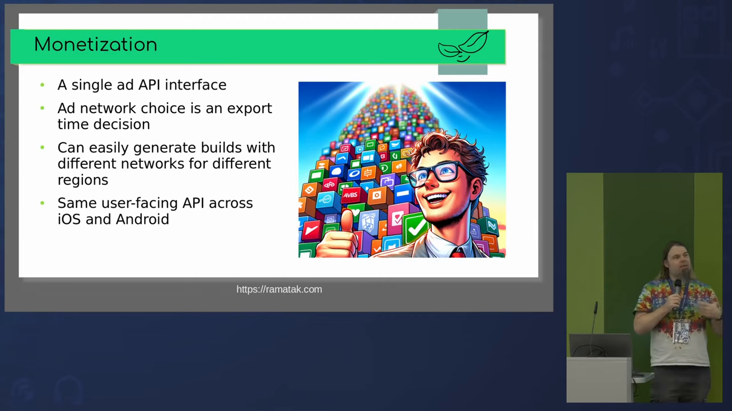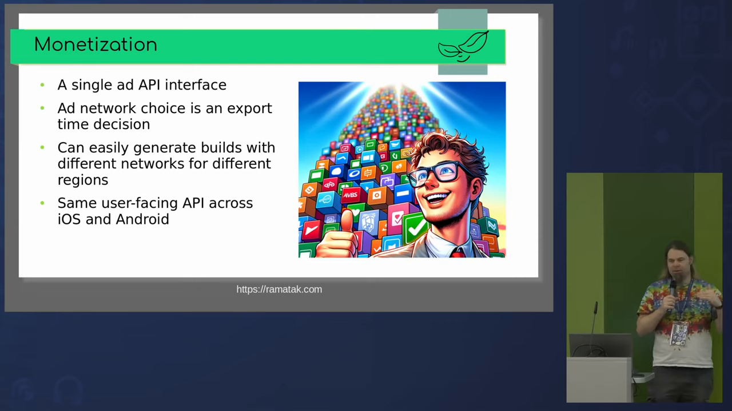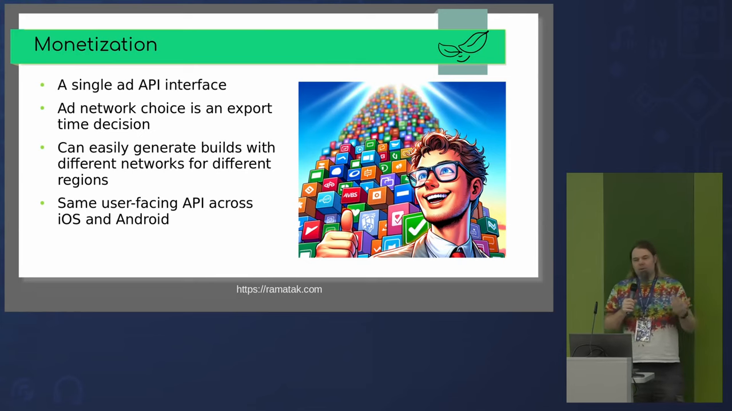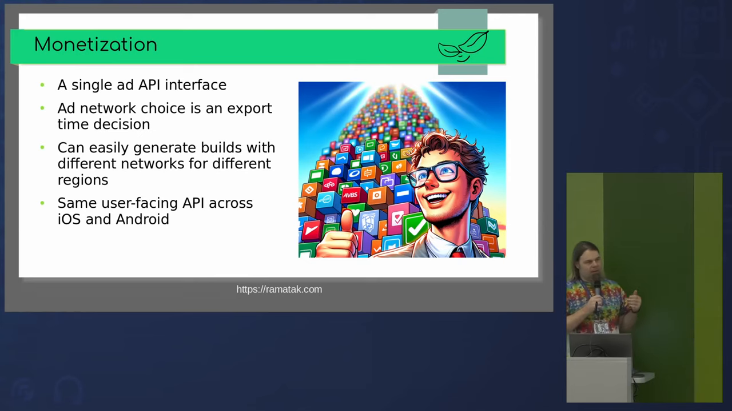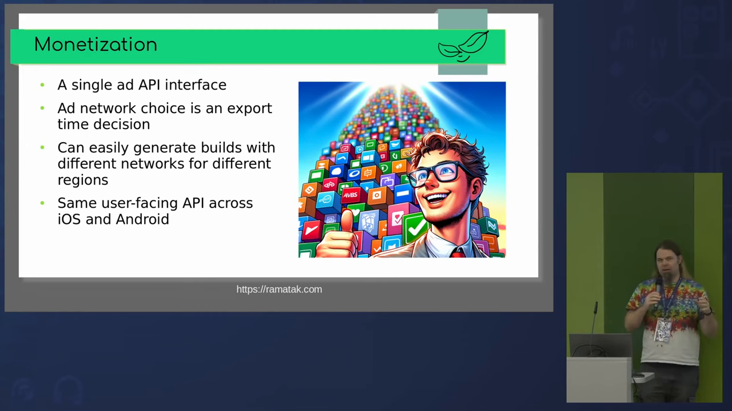That also means you can easily generate different builds of your game, because the Godot export system is really flexible. You could just have multiple different export presets for the different ad networks that you want to support in different regions. And crucially, making sure that it all has the same user-facing API between iOS and Android. Meaning you don't have to worry when you're writing your game about what platform you're even going to end up distributing it on, right?